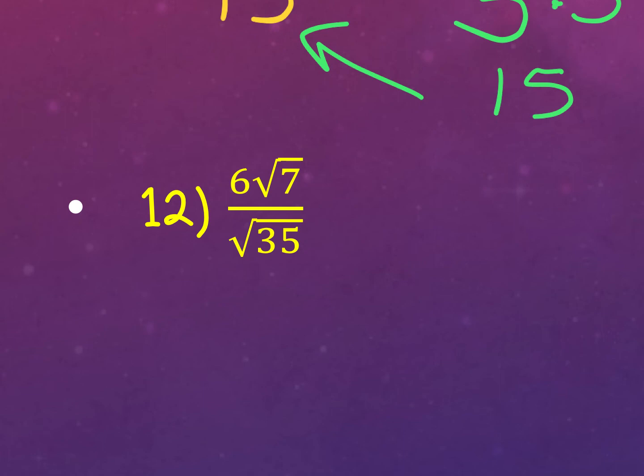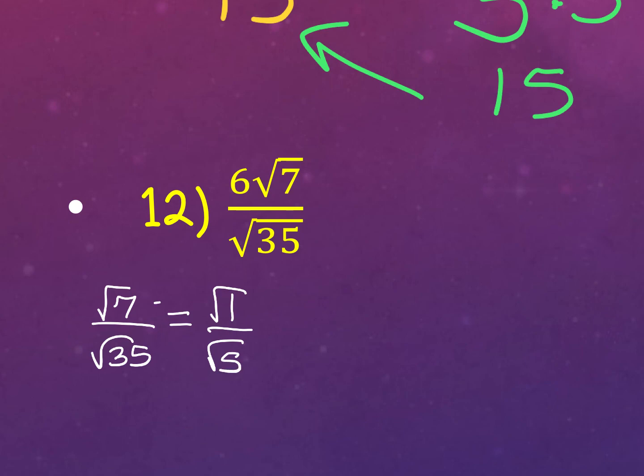Now, whenever you're dividing, you can only simplify numbers under the radical with another number under the radical. Or if it's outside, you can do outside with outside. So I could actually simplify the square root of 7 over the square root of 35. I can divide them both by 7, and I can make this square root of 1 over the square root of 5. I'm dividing them both by 7, and I end up with this. So once I do that, I have 6 square root 1 over square root 5.